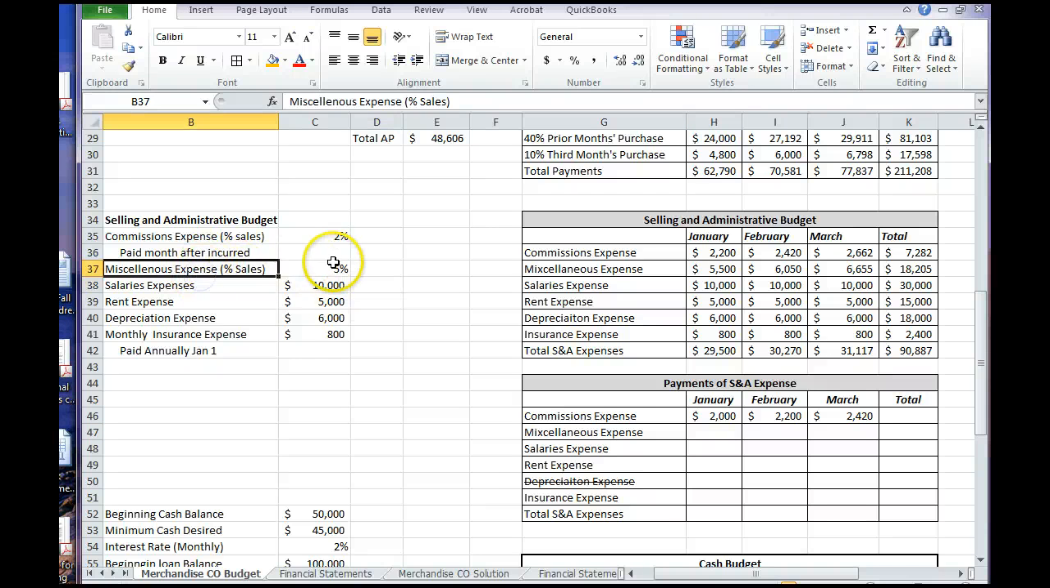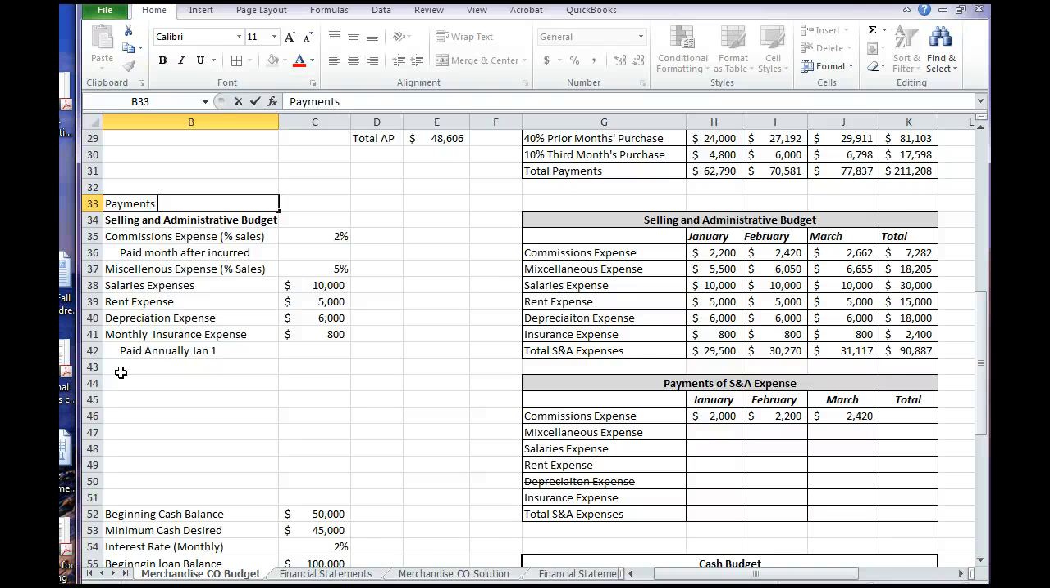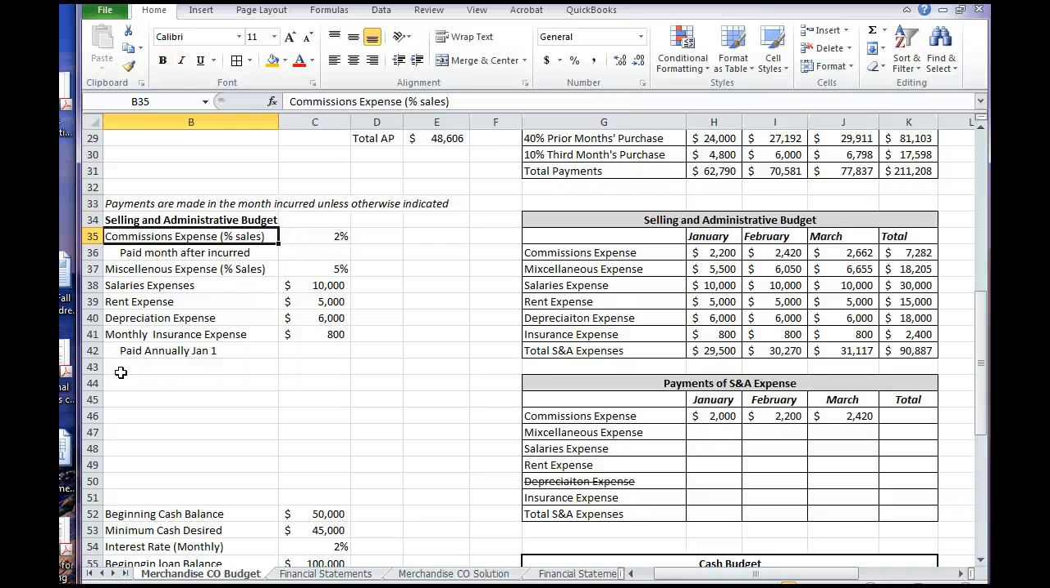Miscellaneous expense. Now, usually you're going to have a little something on here saying payments are made. I'll put it up here. You'll always see this: payments are made in the month of month incurred, unless otherwise, and hopefully it'd be spelled right, but not always, indicated. Your OE ending is probably going to be in italics, right? Which means here they're saying it's paid in the month after, but here it doesn't say anything. Here it doesn't say anything. Here it says it's paid annually.